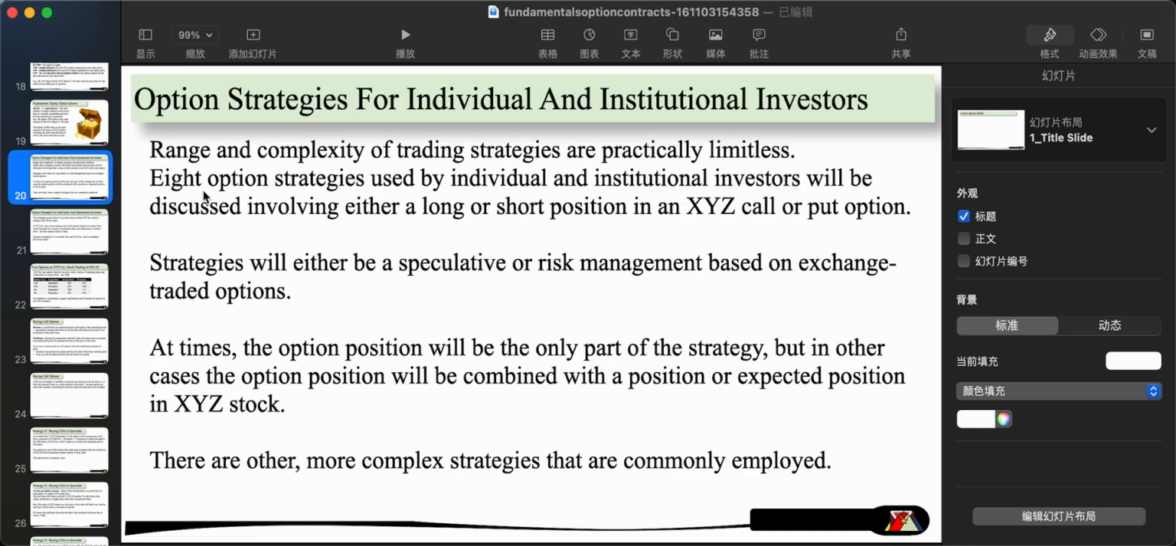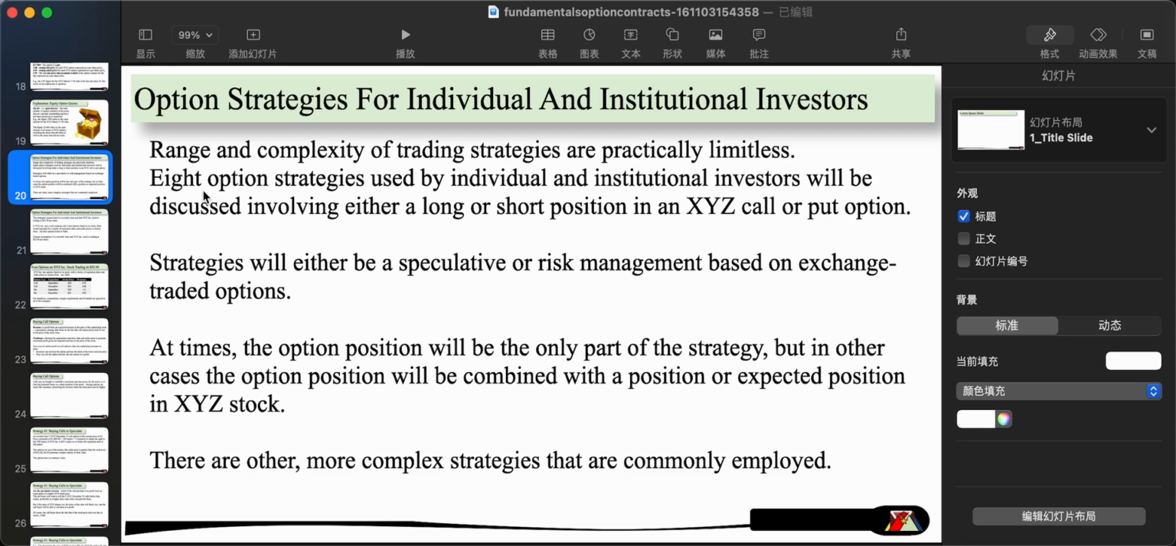So here, option strategies for individual and institutional investors. When you trade option strategies, it is like playing with Lego. In the future, in our episodes, you will learn more about how to master assembling these Lego pieces. You have different options, different legs, and you put them together, and it becomes a very complicated strategy, but it has certain uses, which is the beauty of option trading.